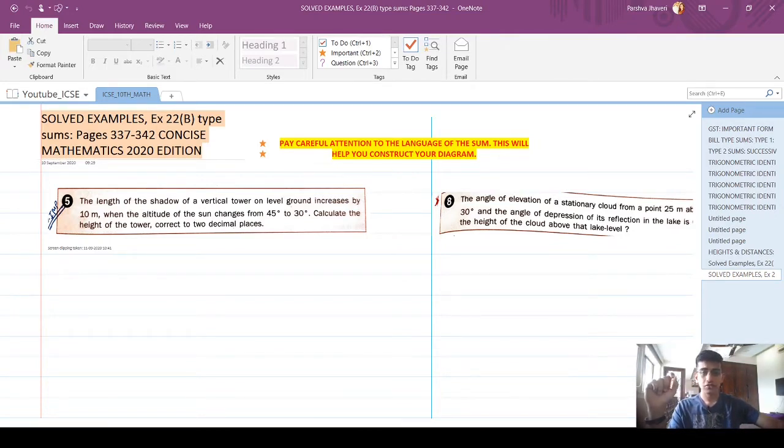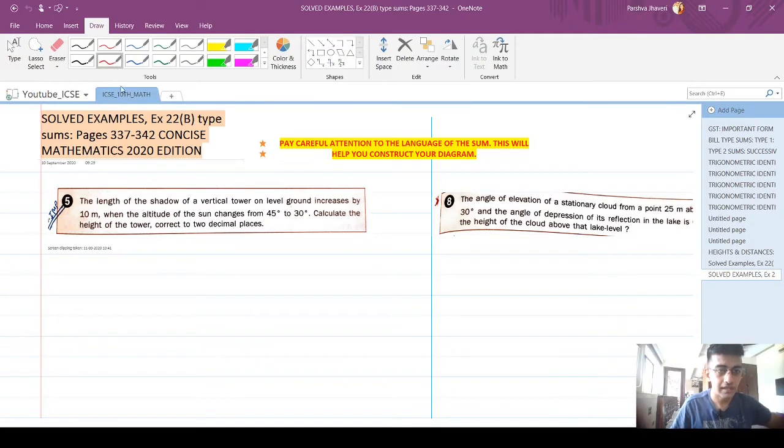All right, so let's get started with today's lecture. We have 5 sums to solve. Let's look at the first example.